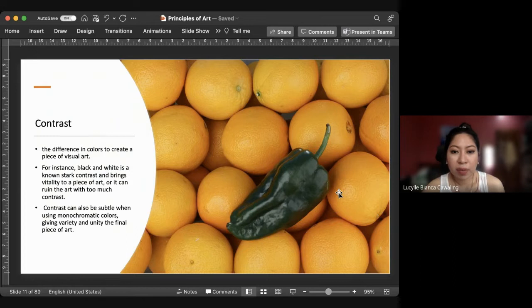So, for example, in this picture, the contrast here is color. There is a stark difference between the bell pepper and the orange background or the oranges. So that is contrast. In a way, the contrast here can bring vitality to the piece.